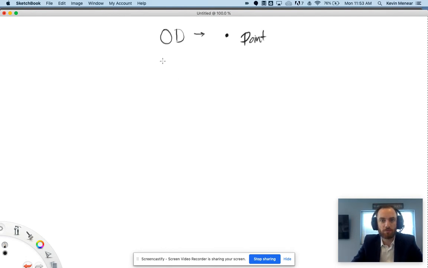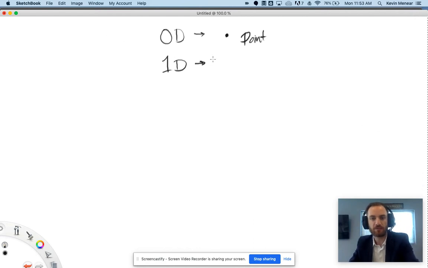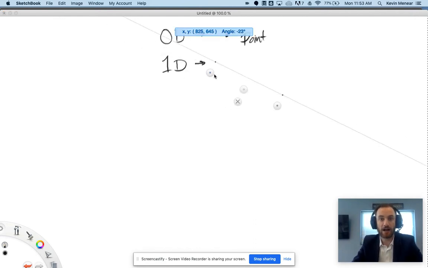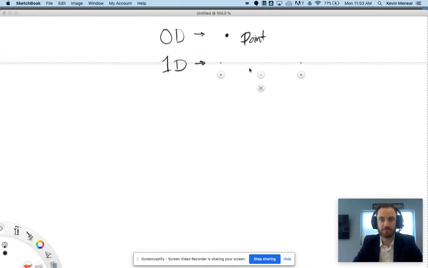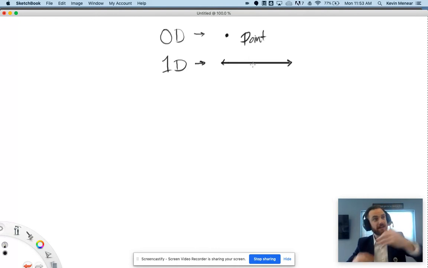Okay, well, what about 1D? Well, 1D is something that's got one dimension. Well, what's something that has one dimension? Well, that would be a straight line. Now, a straight line, it could be a line segment, it could be a ray, or it could be a line that extends infinitely in both directions.